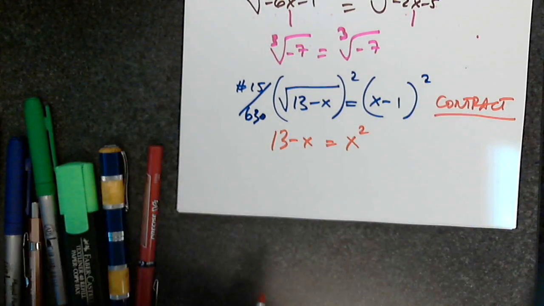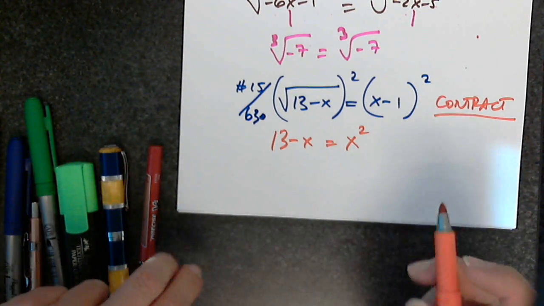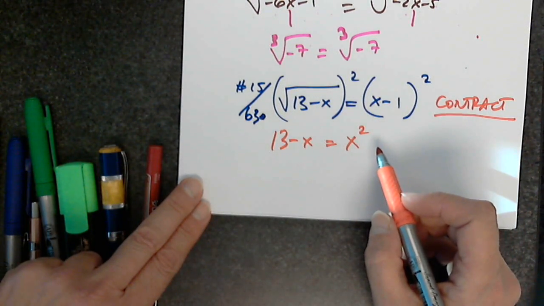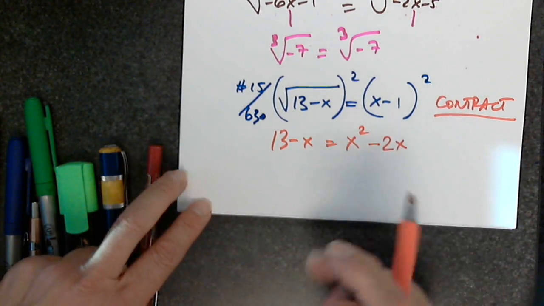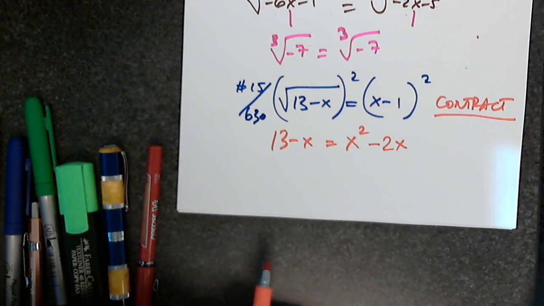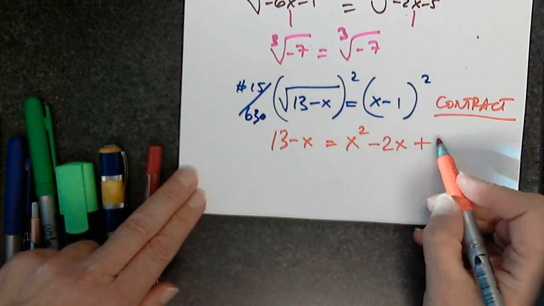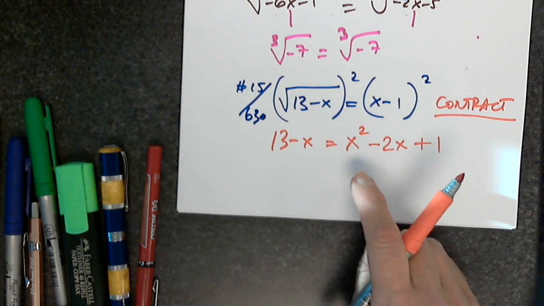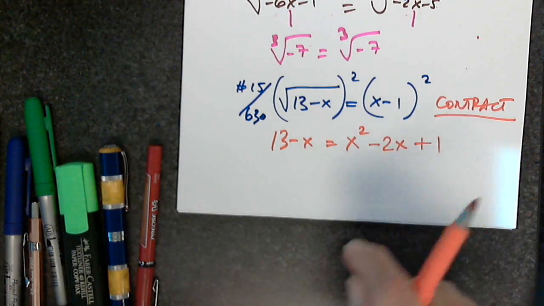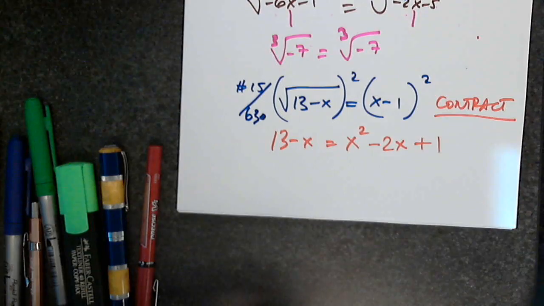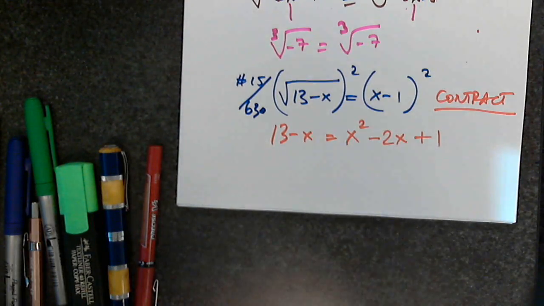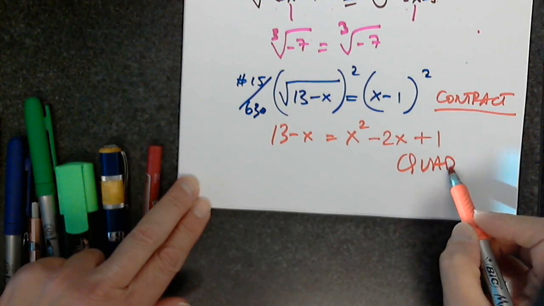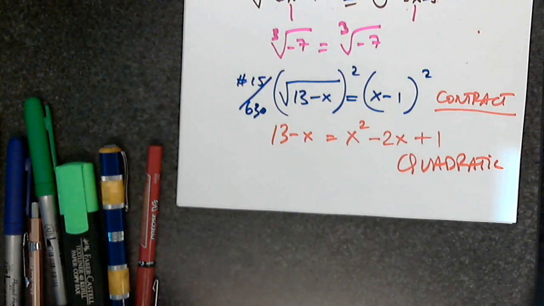X squared. Minus 2x, very good. Indeed, first term squared minus 2 times the first times the second plus the second term squared. Excellent. What type of equation is this? Excellent. Quadratic. How do I solve a quadratic?